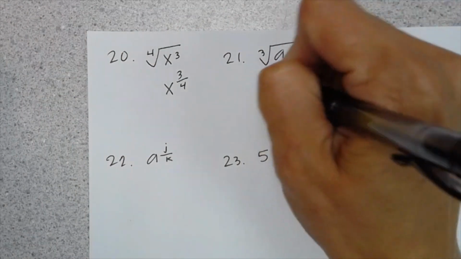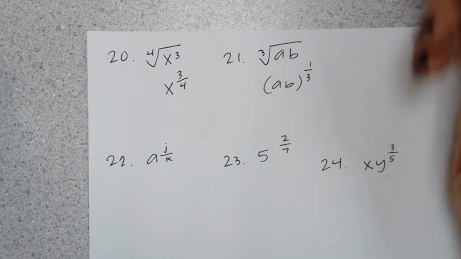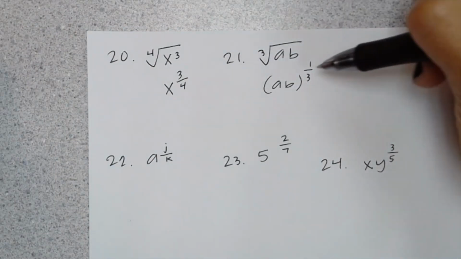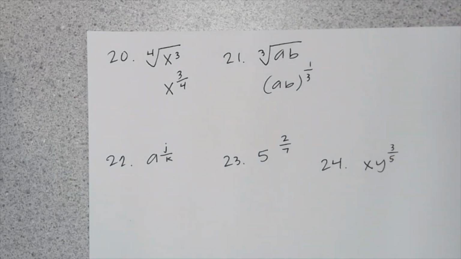Over here you have a, b, and it's all going to be to the 1/3 power because the root is a cube root, and again, like roots of a tree, the roots are on the bottom, so we're going to put the 3 on the bottom of the fraction.